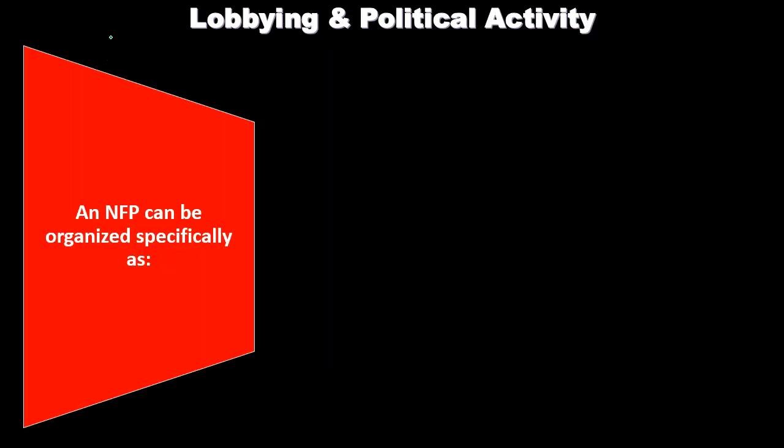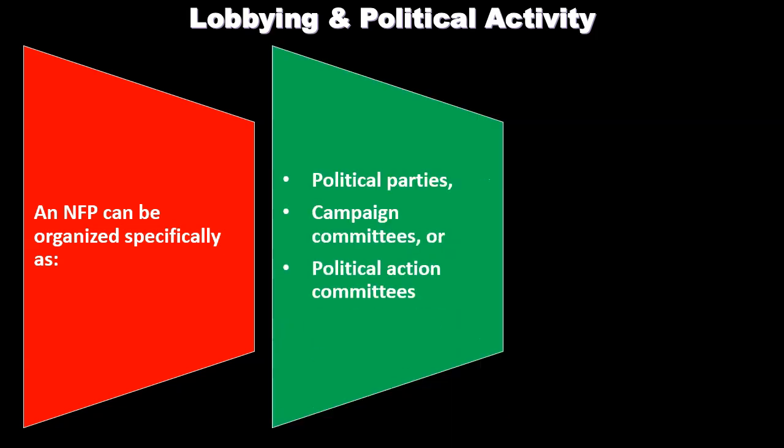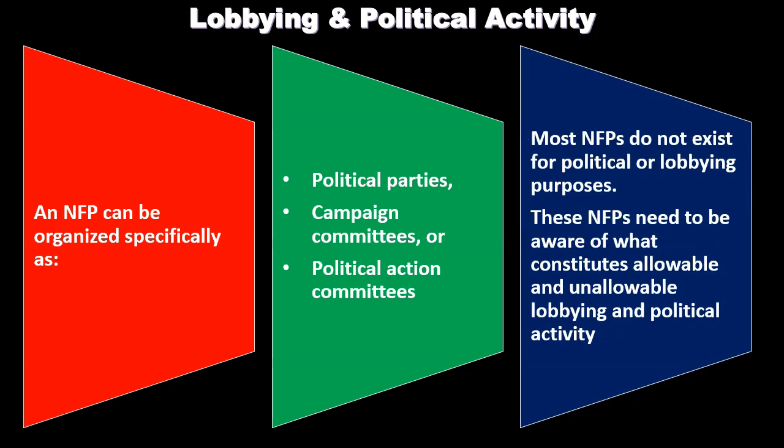Lobbying and political activity. A not-for-profit organization can be organized specifically as political parties, campaign committees, or political action committees. Most nonprofit organizations do not exist for political or lobbying purposes. So once again, most nonprofit organizations don't have an existence for lobbying and political purposes, although there is an exception in that they can be set up specifically for these items: the political parties, the campaign committees, and the political action committees.